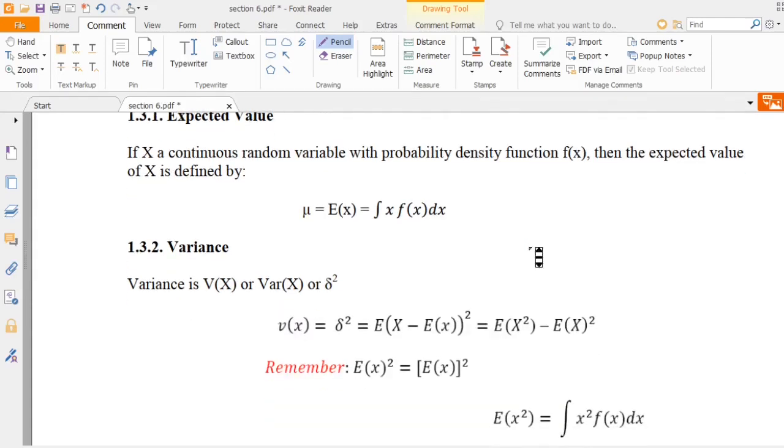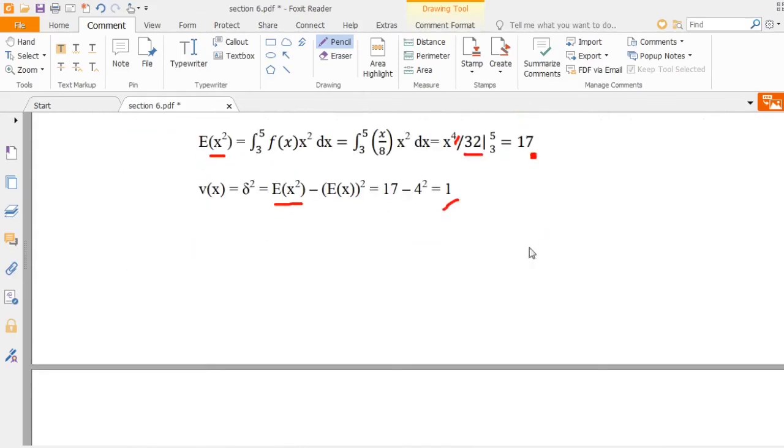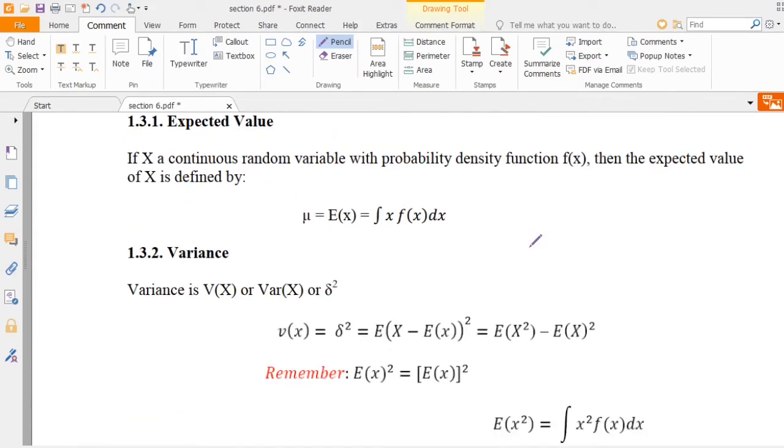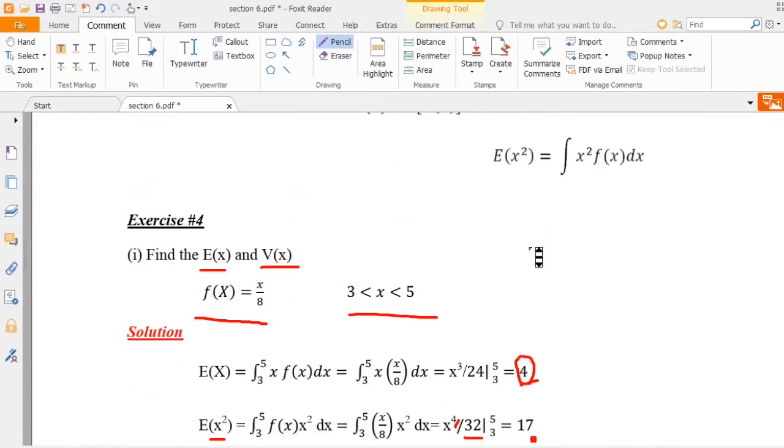So, the first example, we have this f of x over a from 2 to 5. So we'll find the integral of x times f over the interval from 3 to 5. That will be x squared over a. After the integration, it will be x cubed over 54, and I get the result here, which is 4.